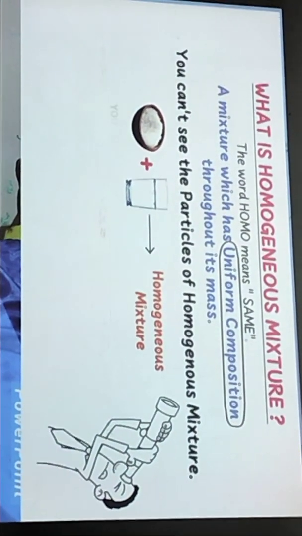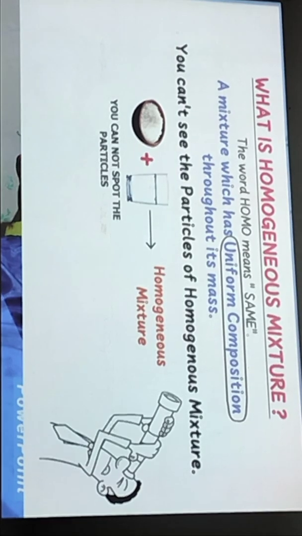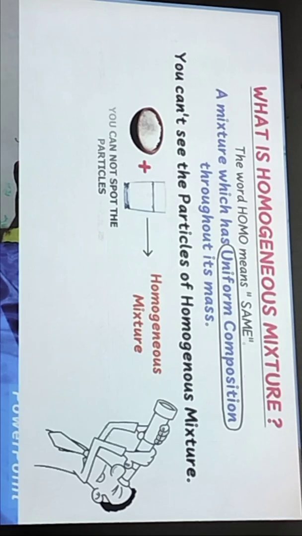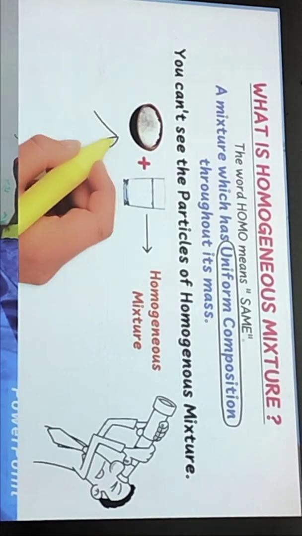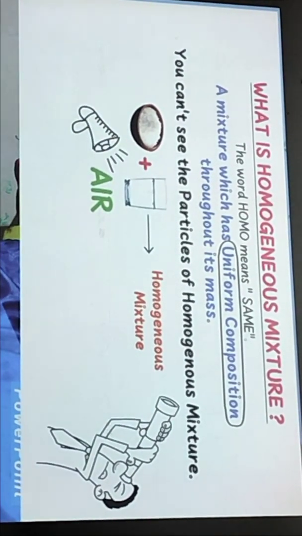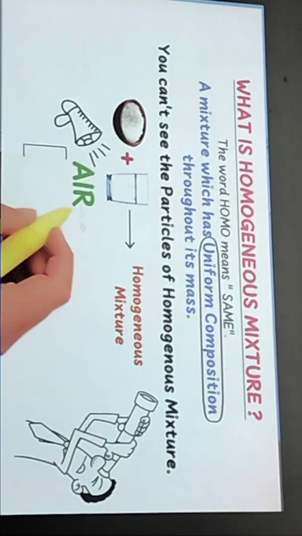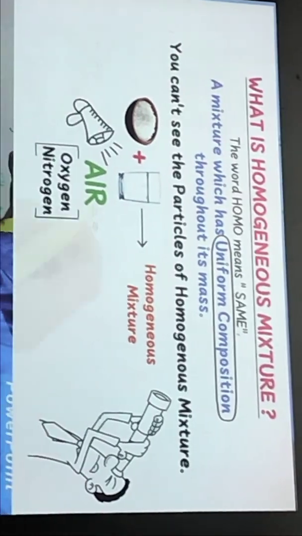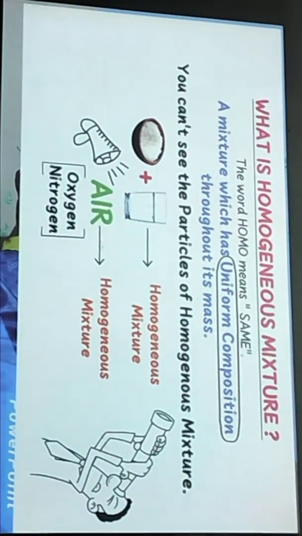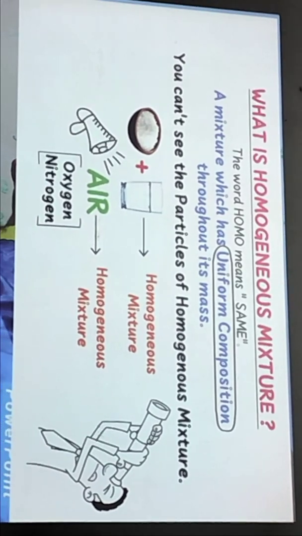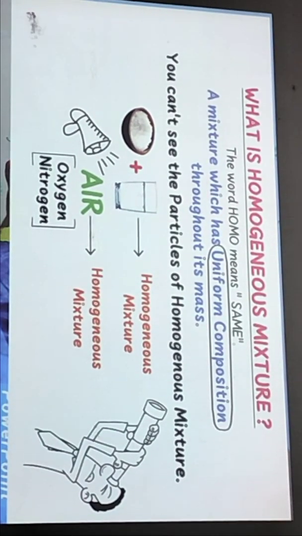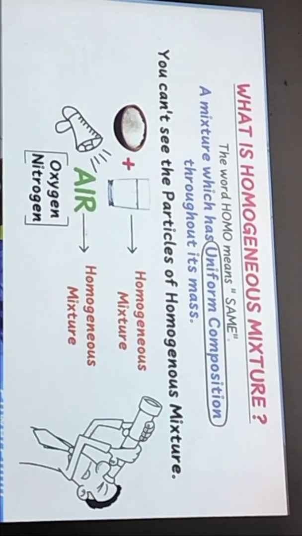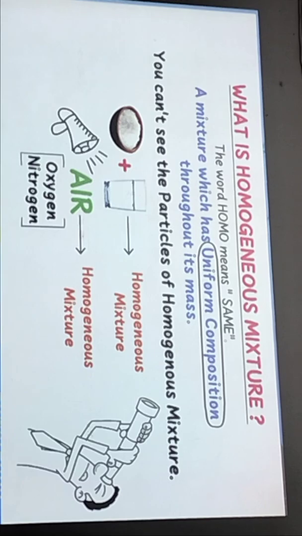Remember that you cannot spot or see the particles of salt and water, and we therefore call it a homogeneous mixture. The second example of homogeneous mixture is air. We know that air is made up of different gases like oxygen, nitrogen, and carbon dioxide. Air is a homogeneous mixture because all these gases are combined together physically in such a way that they form a uniform composition throughout, and we cannot see the particles of these gases.